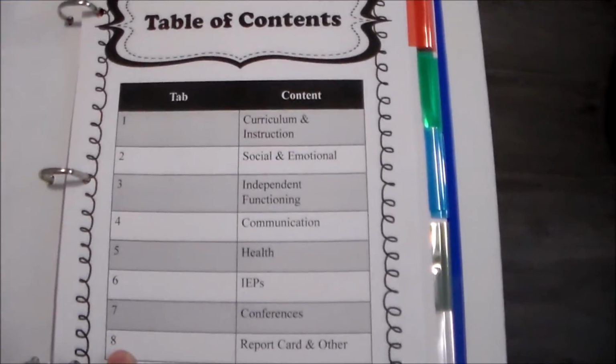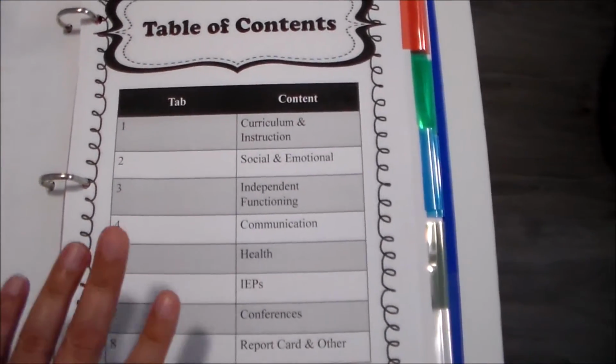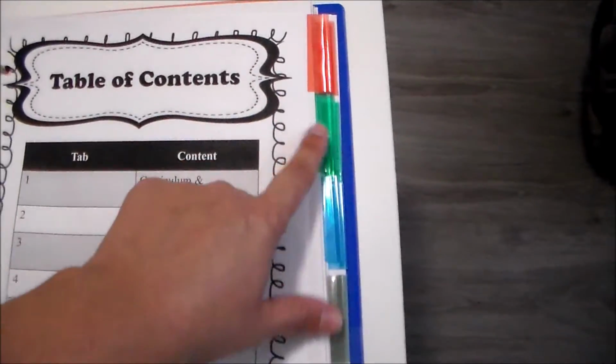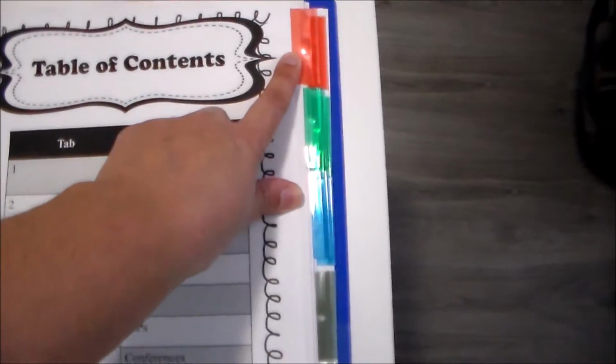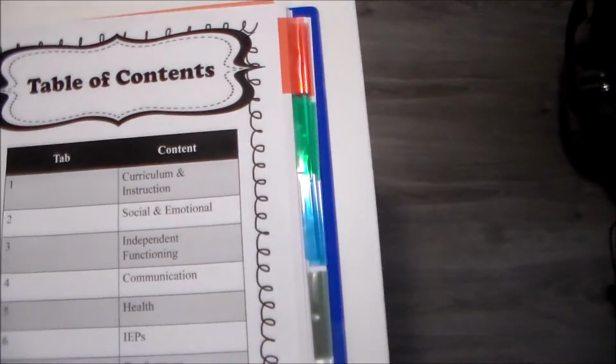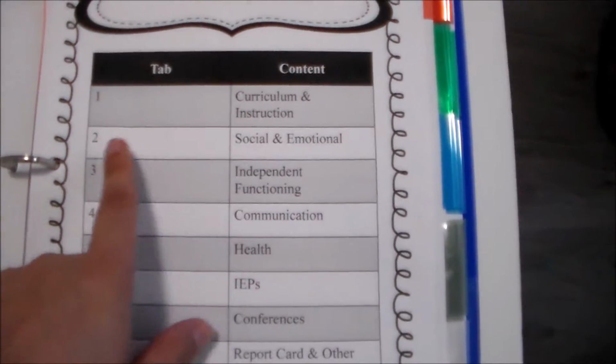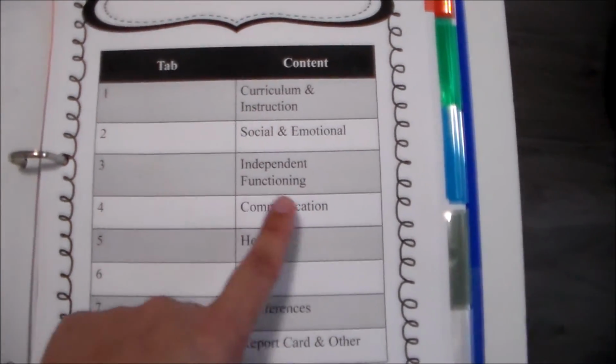The way that I set this binder up is based on the IEP's matrix. I have not had a chance to label them, but normally I would put a number, so it would have 1, 2, 3, 4, 5, 6, 7, 8 on the tabs. And then this is where you could reference what exactly each number entails.